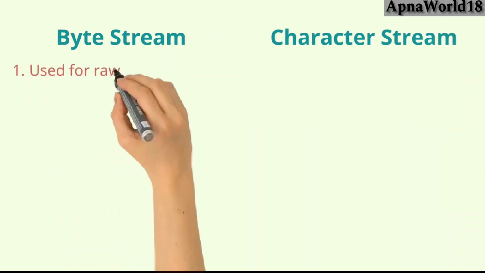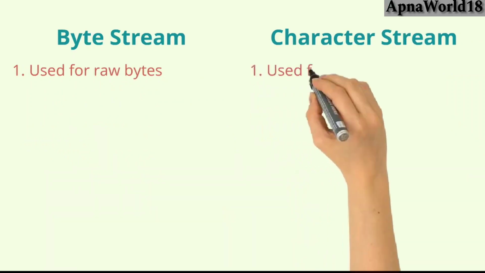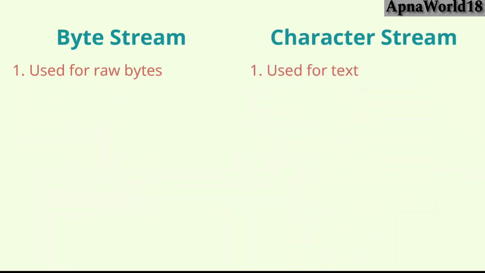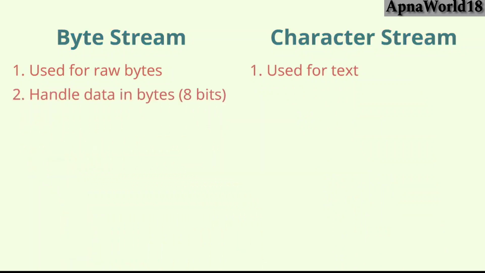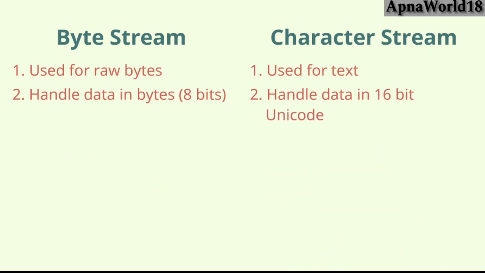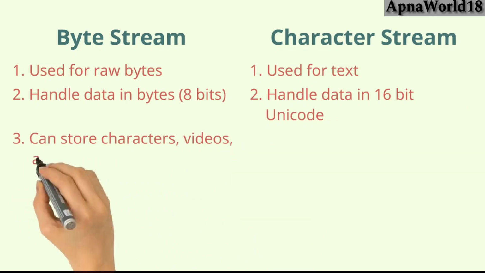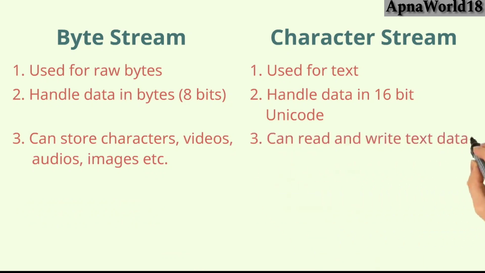Byte stream is used for reading or writing raw bytes. Character stream is used for reading or writing text. Byte stream handles data in bytes, which is 8 bits, while character stream handles data in 16-bit Unicode. With byte stream, you can store characters, videos, audios, images, etc. However, with character stream, you can read and write text data only.